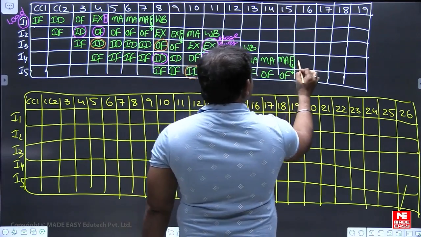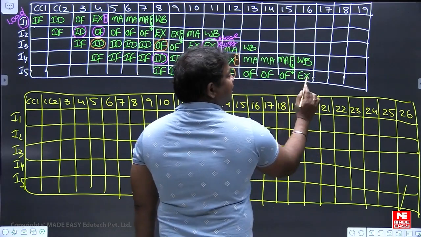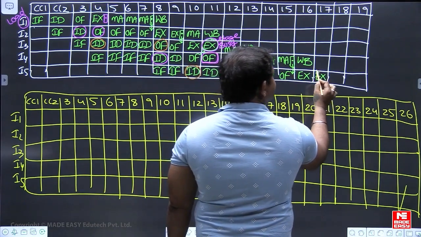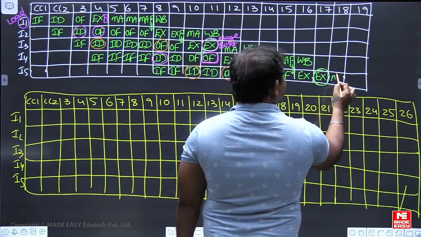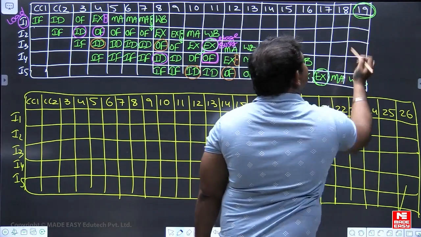Okay. Next, WB. After that, EX. See, EX is not taking 1 cycle. It is taking an extra cycle, na? Extra. Then MA. Then WB. So total how many cycles required? 19 cycles.